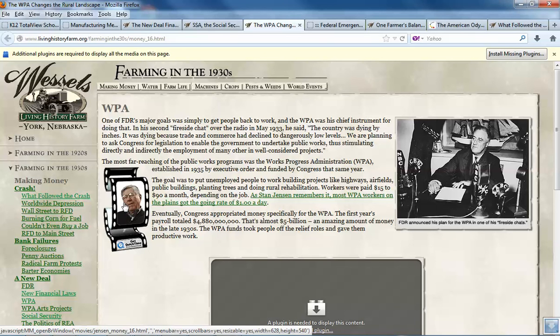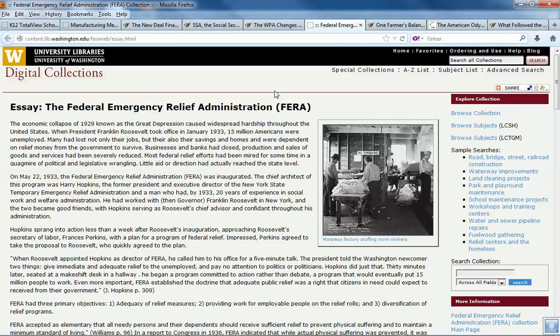You can use this primary resource here and get a sense of what Stan Jensen here, this interviewee, experienced during the Great Depression and what the WPA provided for him during those years for him and his family. So the WPA payroll, it totaled quite a large number here, as you can see. That's almost 5 billion, and in the 1930s, that money would have been a huge amount. So we've taken a look at recovery, relief, and reform. There are other agencies and other programs that you'll be going over here. The Federal Emergency Relief Administration, part of the relief portion of the New Deal.